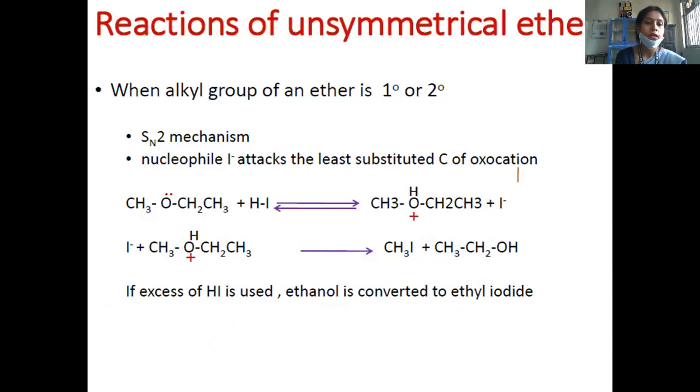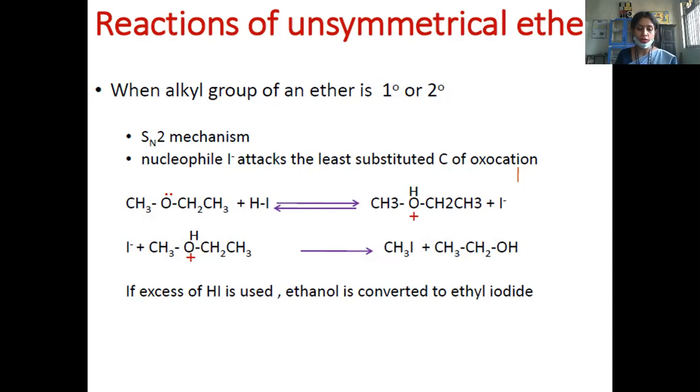Till now we were studying ethers that were symmetrical. Now we will study when the ethers are unsymmetrical. That means in ROR, one of the R alkyl groups is different from the other, so there will be ROR'. Now, for unsymmetrical ethers, when the alkyl group is primary or secondary, an SN2 reaction, a bimolecular nucleophilic substitution reaction, happens.